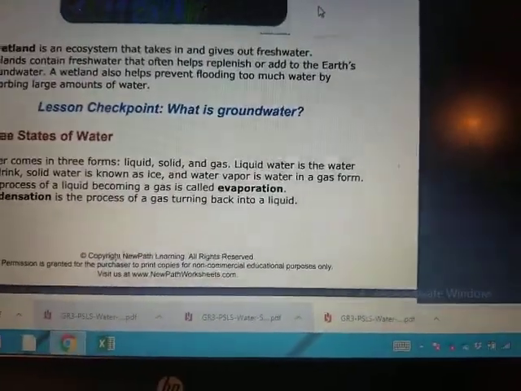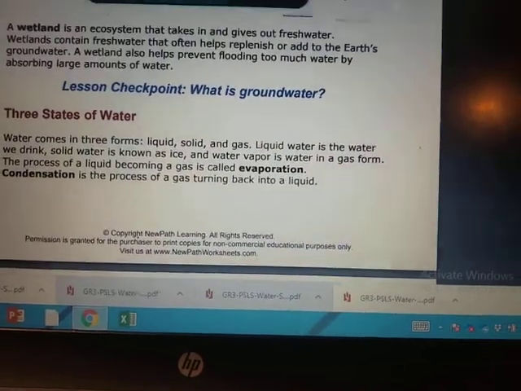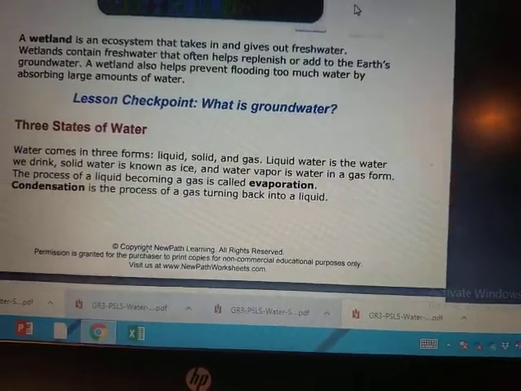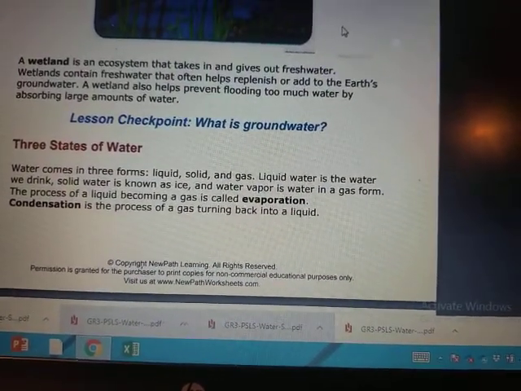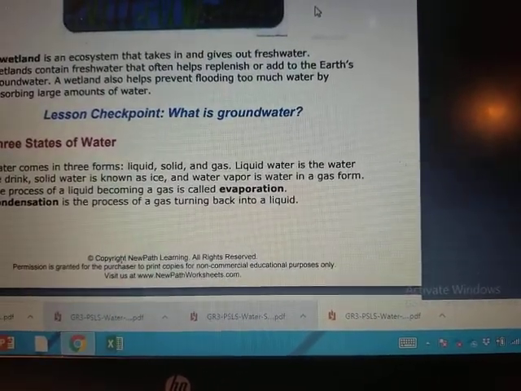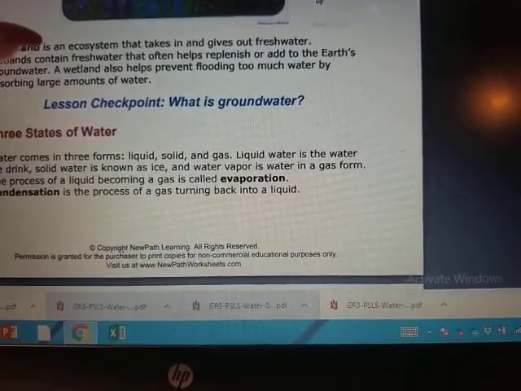Comment below for this one. What is groundwater? Can someone tell me? Comment below. What is groundwater? And it's right above this checkpoint. So read this area.